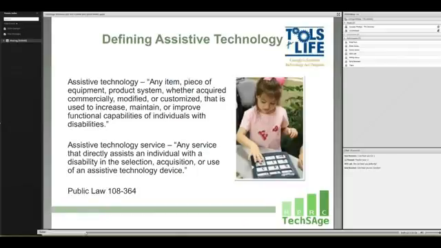So when we're talking about assistive technology, what we're talking about is a wide range of devices, and this is defined in the assistive technology law.